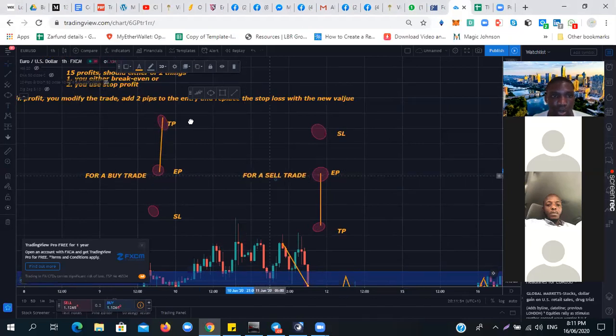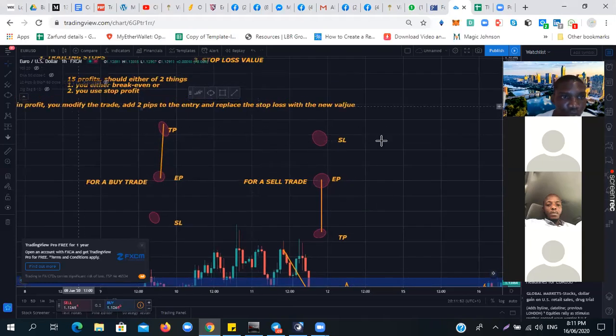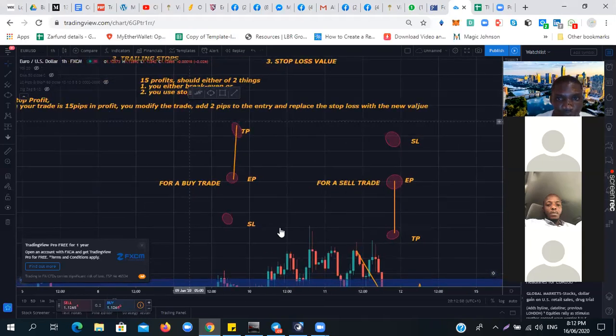All right. So now what you do for stop profit, for a buy: when your trade is 15 pips in profit, you add 2 pips to your entry price, and you take that new number and replace the stop loss with it. You replace the stop loss with that number. That's how you do stop profit for a buy trade.